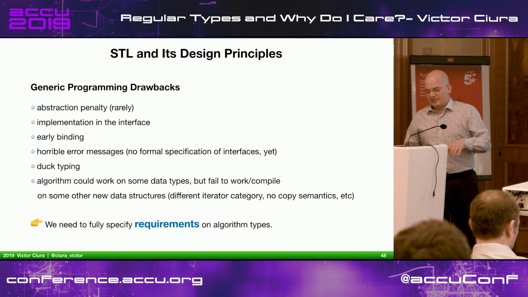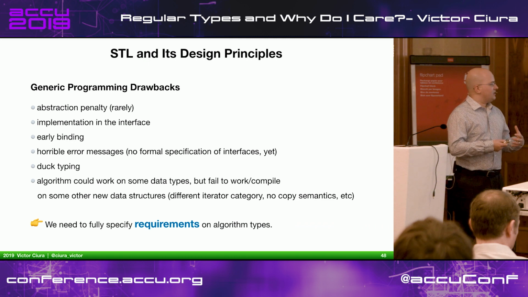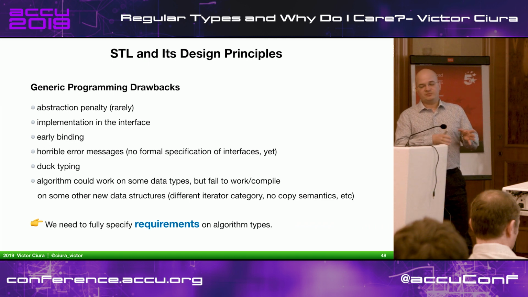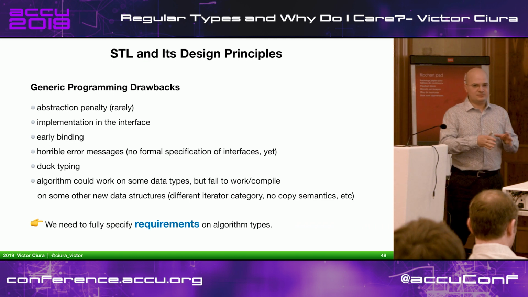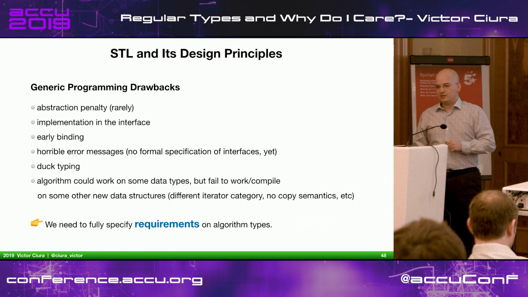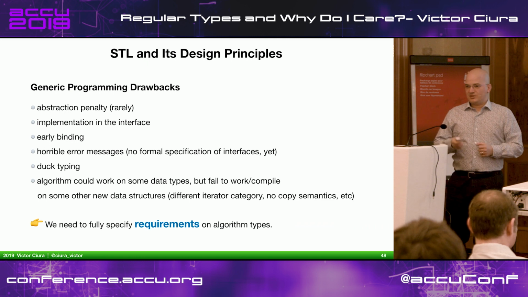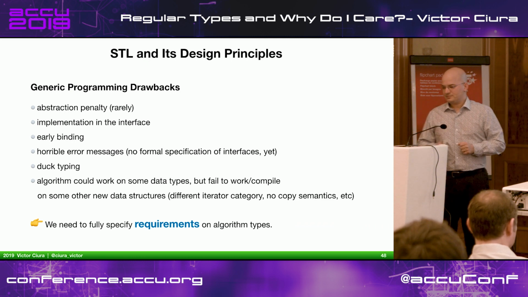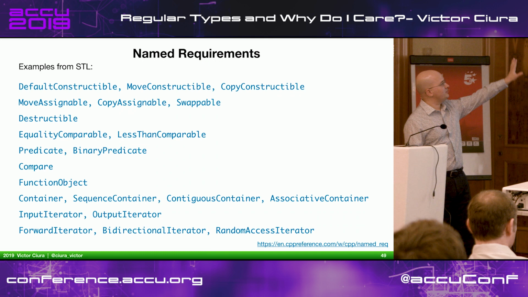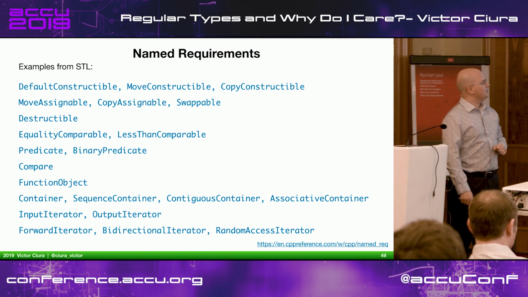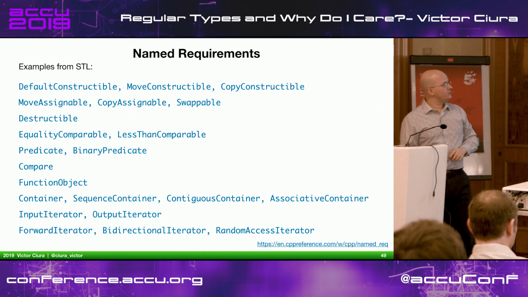And basically it all boils down to the fact that we need to fully specify requirements on algorithm types. And we're getting there very, very soon. I don't mean today, I mean we as a community. Maybe C++20, hopefully. So some examples of named requirements. You don't have to go through all of them, but I am sure they're familiar sounding to you.